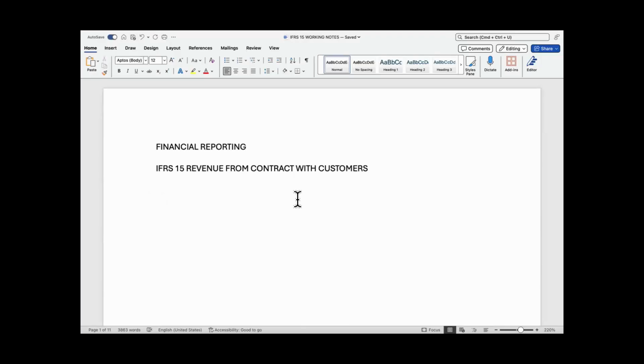And today, we are going to be starting up a new standard. And that standard is IFRS 15 that deals with revenue from contracts with customers.